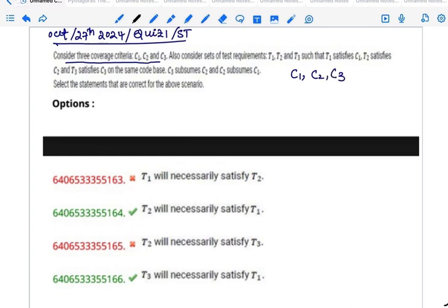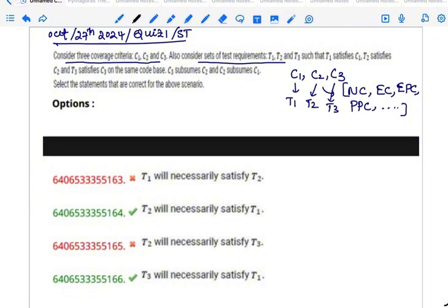What are the different types of coverage criteria? For example, node coverage, edge coverage, edge pair coverage, prime path coverage. Different types of coverages are there, and we consider any of them: C1, C2, C3 are different coverage criteria. Also consider the test requirements. The test requirement for C1 is T1, for C2 is T2, and for C3 is T3.